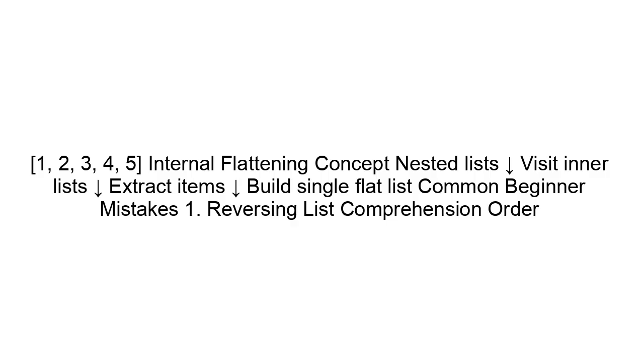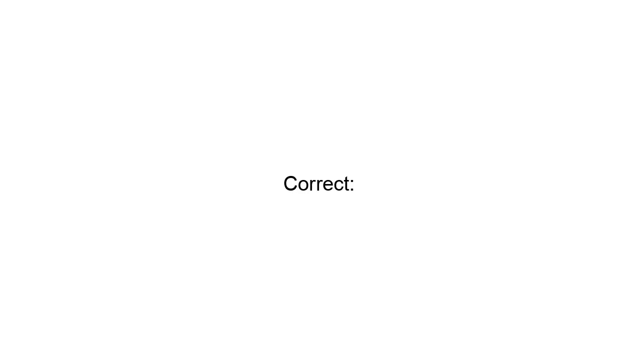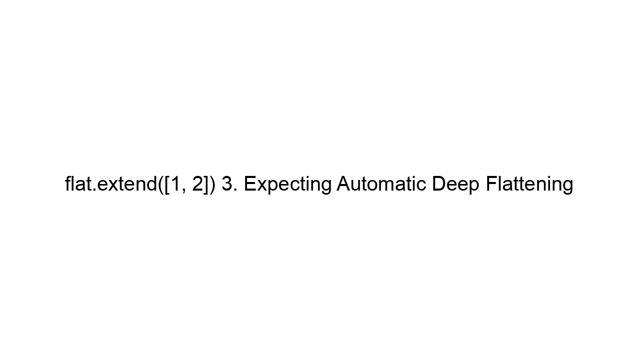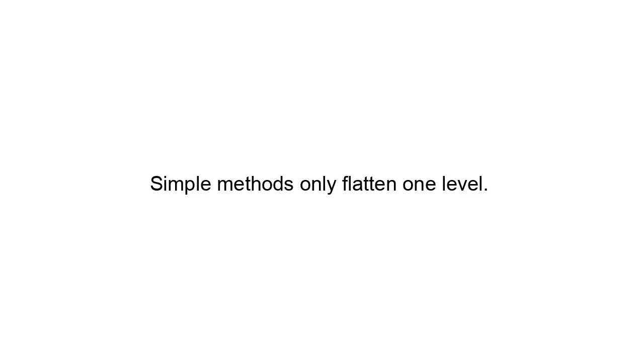Common beginner mistakes. 1. Reversing list comprehension order. Wrong: item for item in row for row in matrix. Correct: item for row in matrix for item in row. 2. Using append instead of extend. Wrong: flat.append([1, 2]) produces a nested list. Correct: flat.extend([1, 2]). 3. Expecting automatic deep flattening. Simple methods only flatten one level.